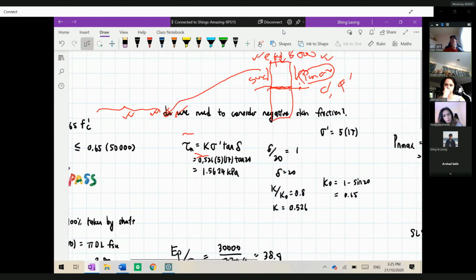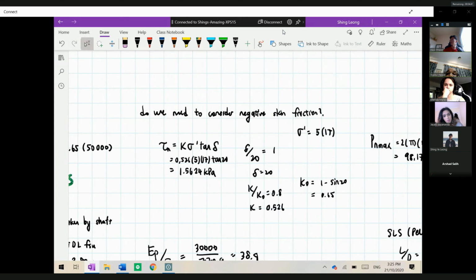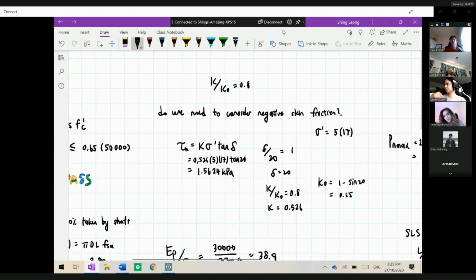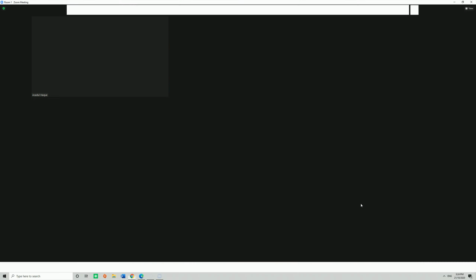Yep. Now explain. I am not going to explain. I'm clearing this one. So in the problem sheet, you've given us a lot of information already. Can anybody tell me how much would be the negative skin friction? I think you know, Shing. Matilda, can you explain this one?